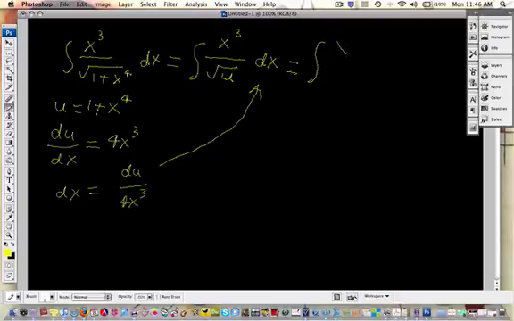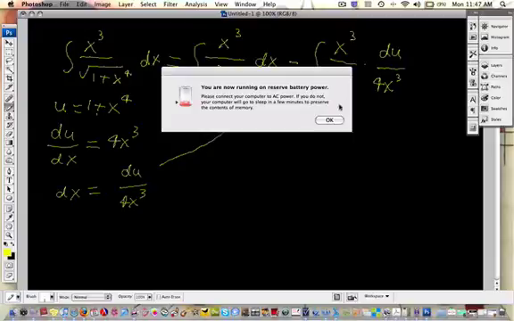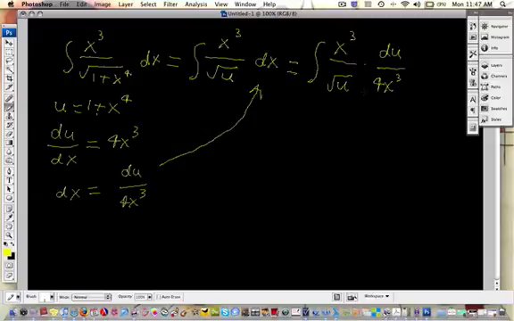So I've got x cubed over square root of u times du over 4x cubed. So now I've got the du there. It's still a little disconcerting that there's the x in here with it, but if you notice, it cancels. And all the ones I gave you for homework are going to work out nice like that, where it's going to cancel. Tomorrow, they're not all going to work out like that, but I'll tell you how to deal with that.